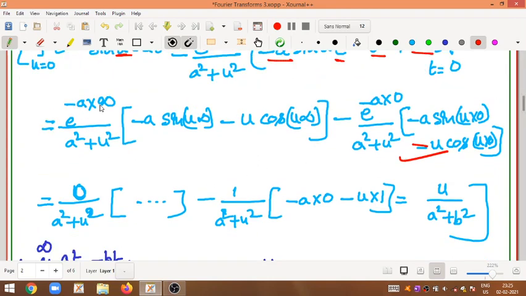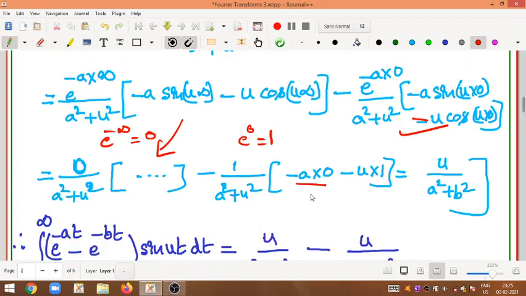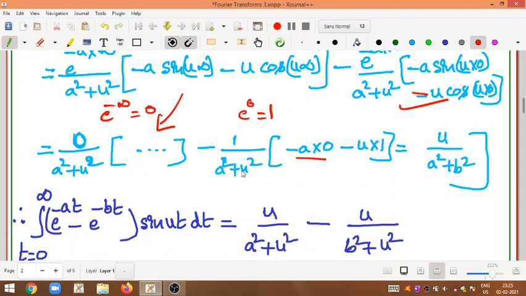See here, e to the power minus infinity is 0. So 0 by this value, into this value, into that value, minus e to the power 0, which is 1, divided by a square plus u square, into sine 0, which is 0, so minus a into 0, minus u into cos 0, which is 1. So that's why this total term becomes 0.